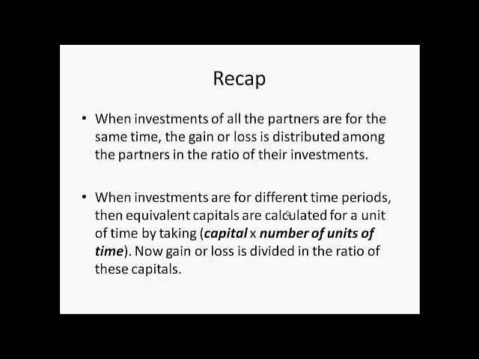So remember, problems on partnerships are extremely easy. When investments of all the partners are for the same time, the gain or loss is distributed among the partners in the ratio of their investments. But when investments are for different time periods, the equivalent capitals are calculated for a unit of time by taking the capital invested multiplied by the number of units of time. And then when you get the equivalent capital, you divide the gain or loss in the ratio of these capitals.